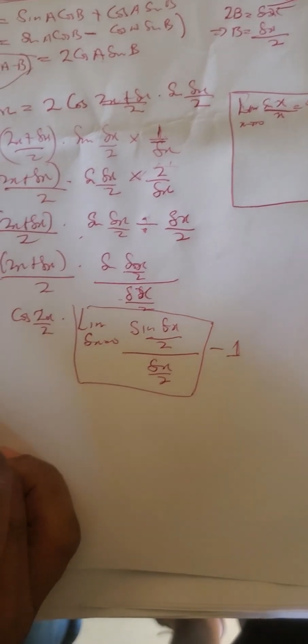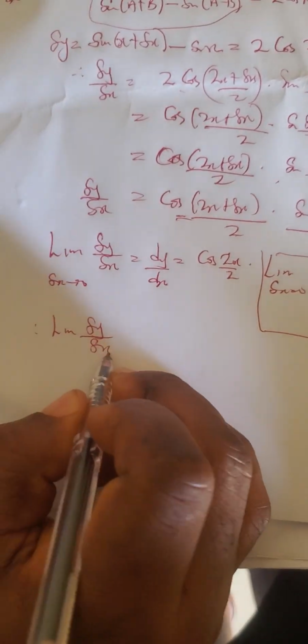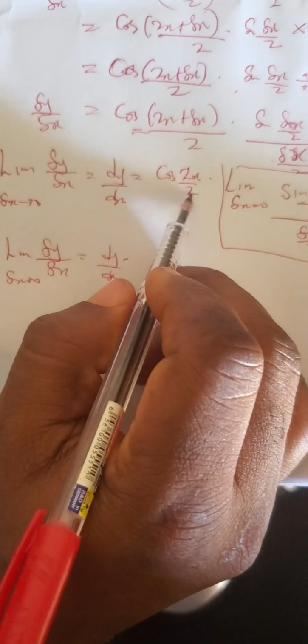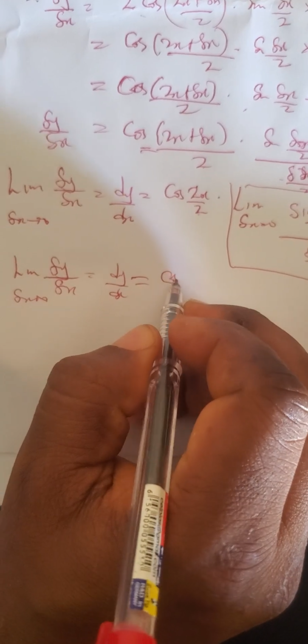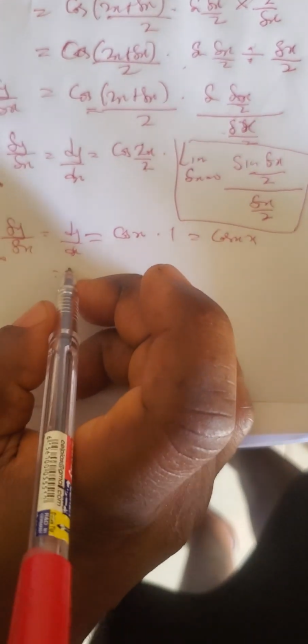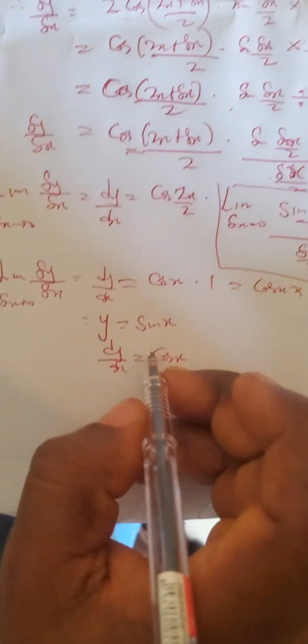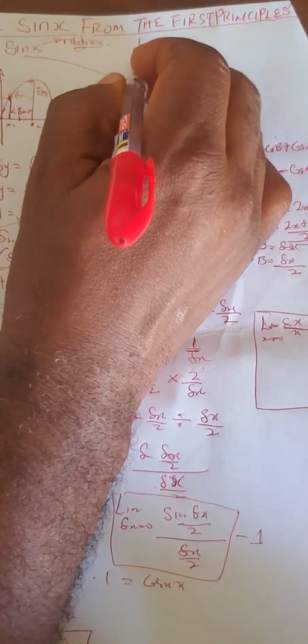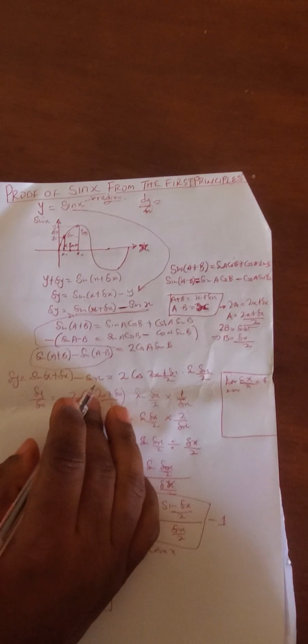So therefore, limit of delta y all over delta x as delta x tends to 0 is equal to dy dx, times these two cancel these two. So I'm left with cos x times this one, because this limit become 1. So everything become cos x. Therefore, for y is equal to sine x, dy dx is equal to cos x. So this is the proof of when we are given y is equal to sine x to find the dy dx. This is the proof of it.